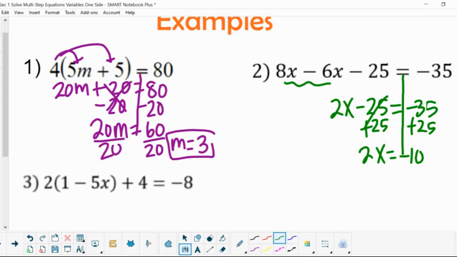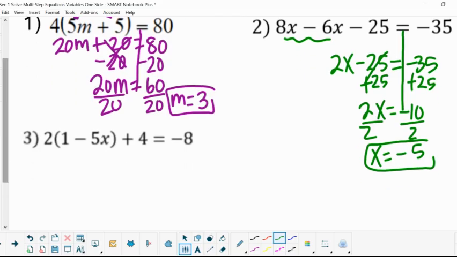Okay, let's finish it. Everybody tell me how to finish. Divide by 2, good. Negative 10 divided by 2, what's our x? Negative 5. Any questions so far? So we gotta distribute first if it's there, combine the like terms next if it's there.